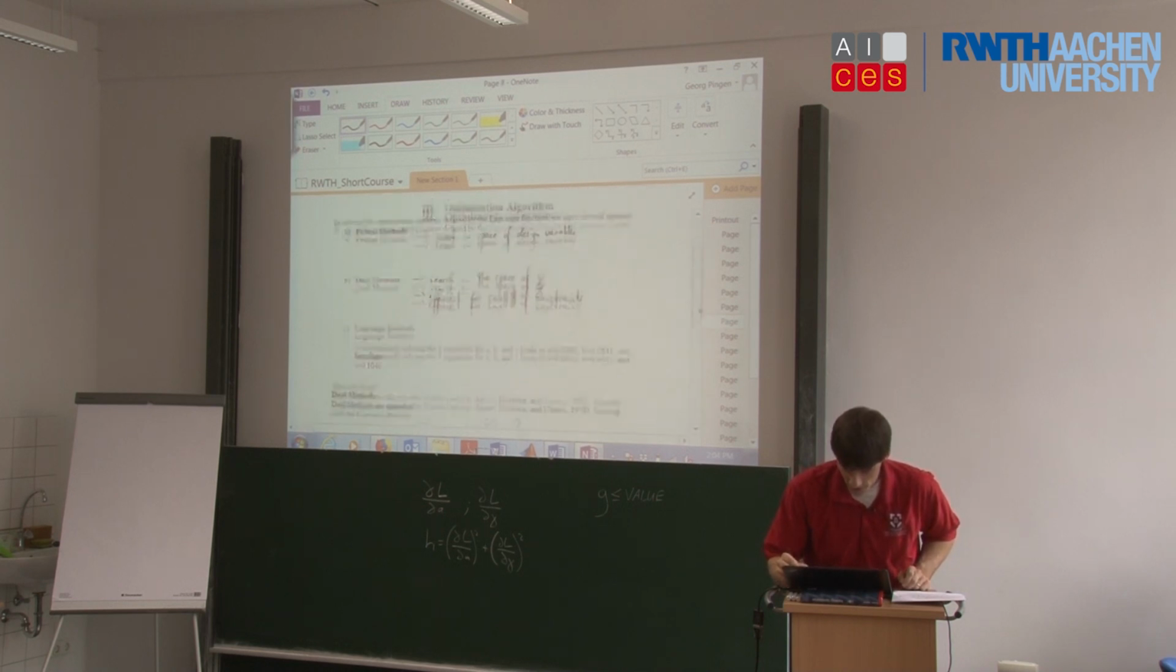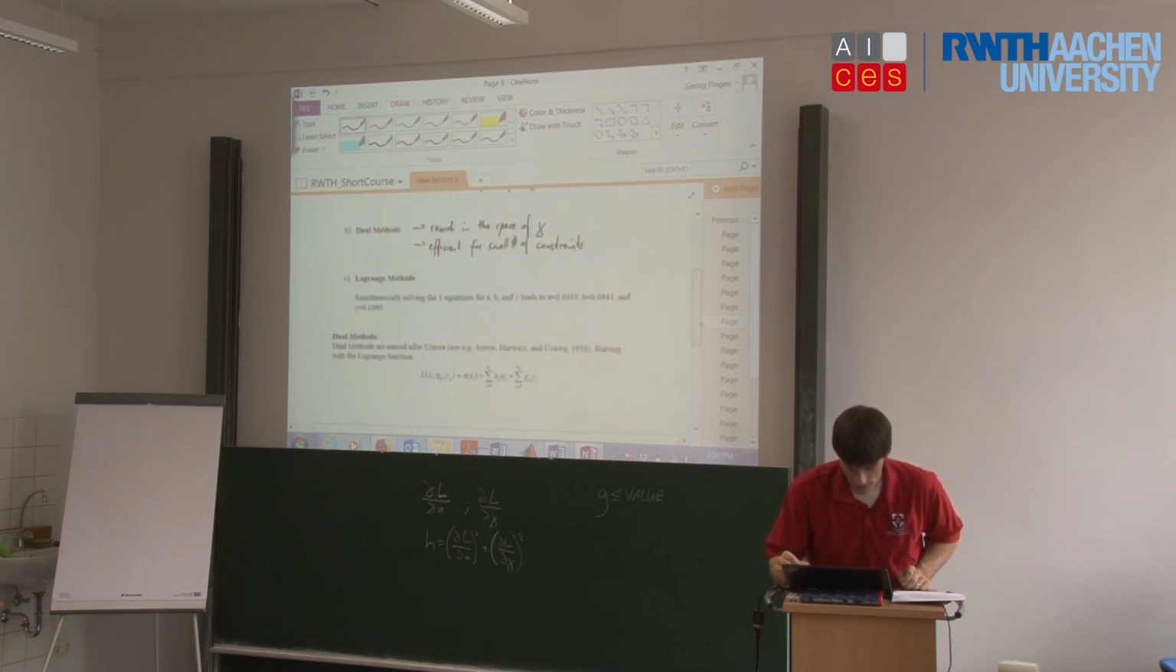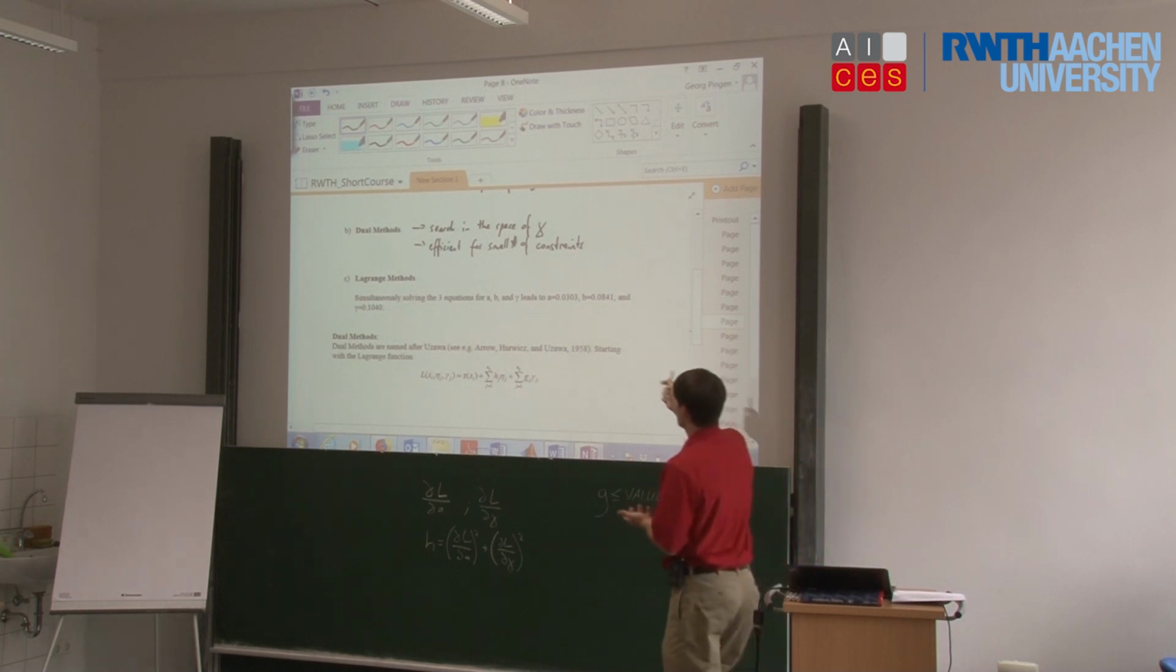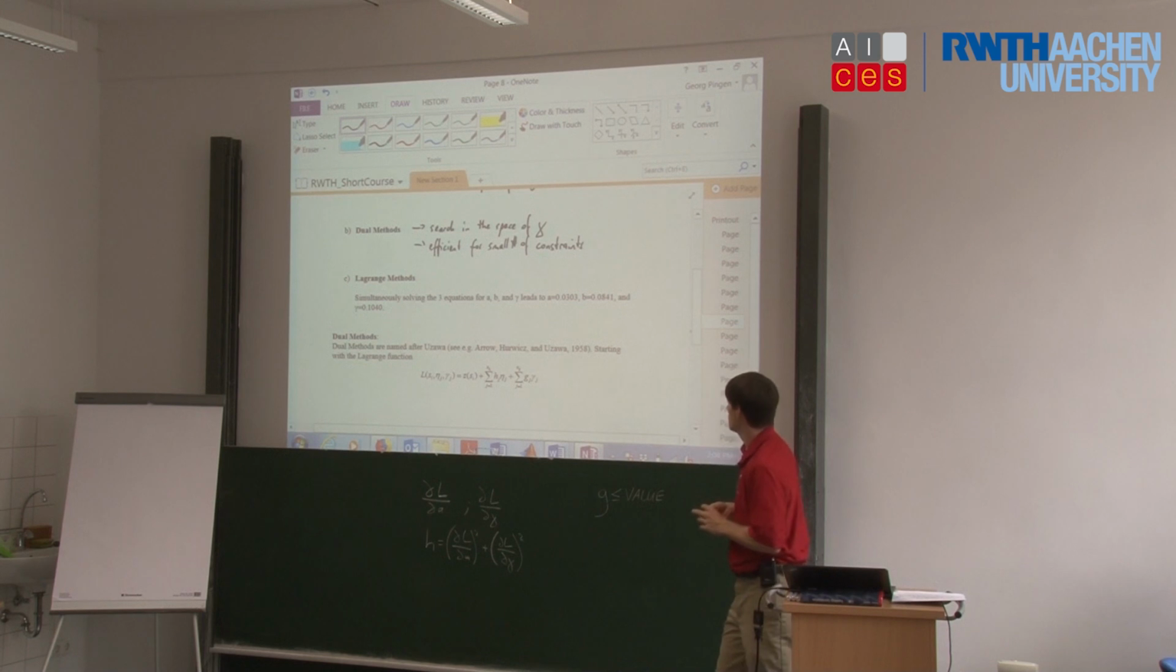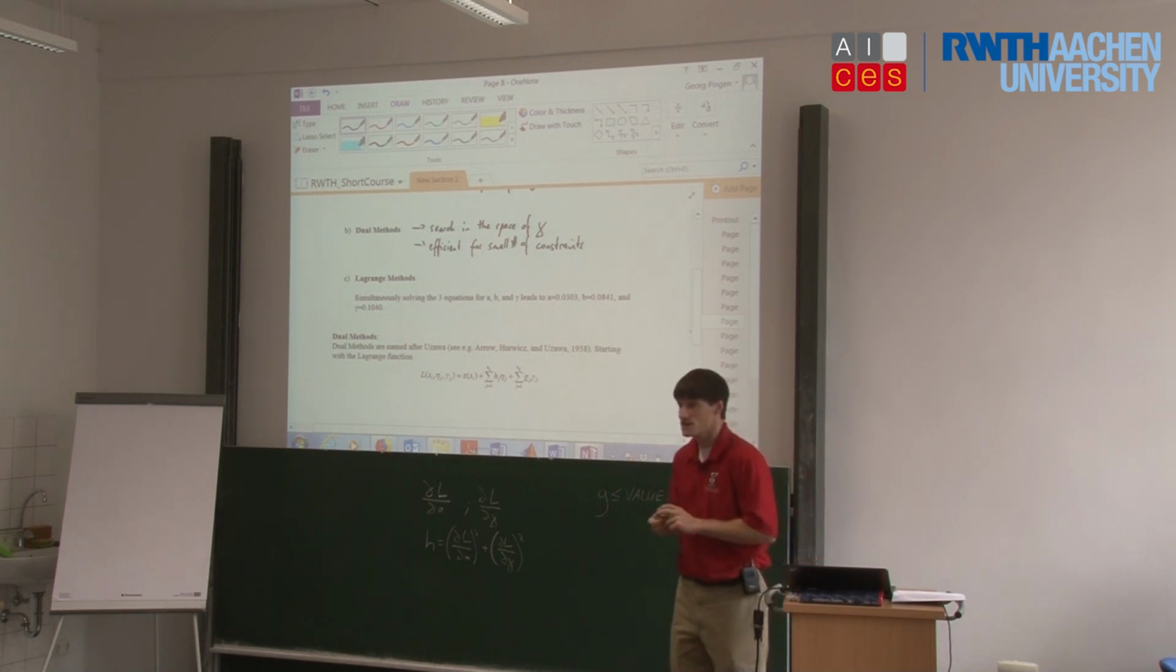For this problem, it was easy to do. You could even do it by hand, and if you solve those three equations by hand for A, B, and gamma, you get A is 0.0303, B is 0.0841, and gamma is 0.1040.